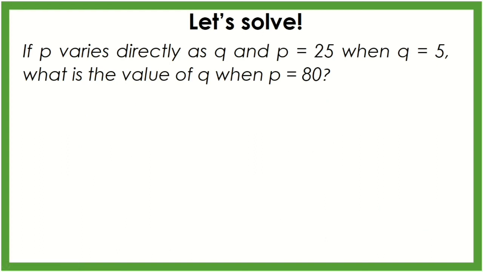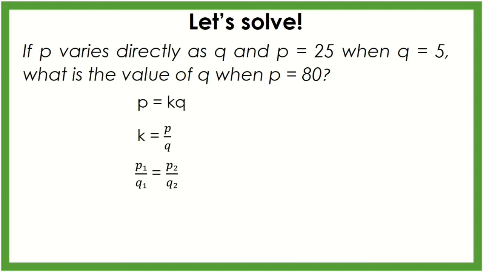Okay, so meron tayong another way of solving the given problem. Una, i-translate natin yung P varies directly as Q. So that is P equals K times Q. And then, the value of K is equal to P over Q. And then, makakabuo tayo ng proportion na P sub 1 over Q sub 1 equals P sub 2 over Q sub 2. Isa-substitute natin ngayon yung mga given.